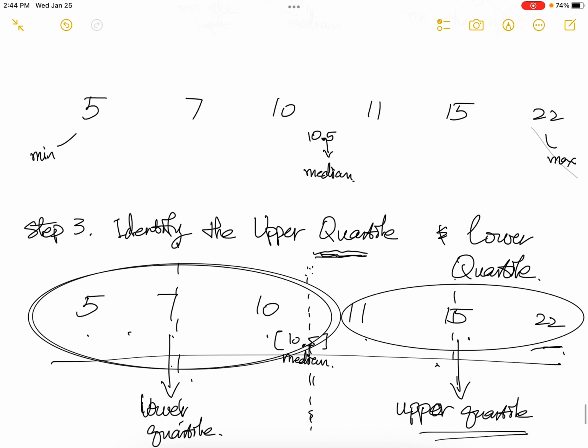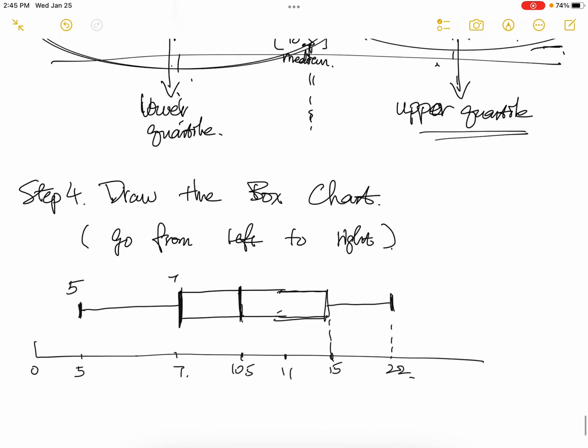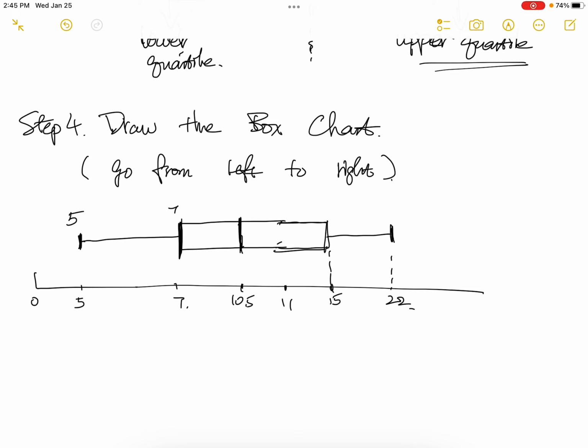So once we have the max, min, and median, then start from the median, and to the left side of the median, we split it in half again. So in this case, 5, 7, 10, we can split it right at 7. So 7 is the lower quartile. And then similarly, we take the right half, and 15 is the upper quartile. And then with that information, we can draw the box chart, and that completes the construction of the box chart.